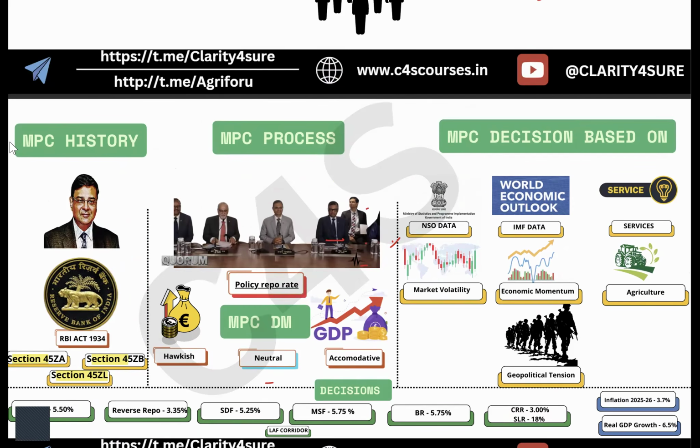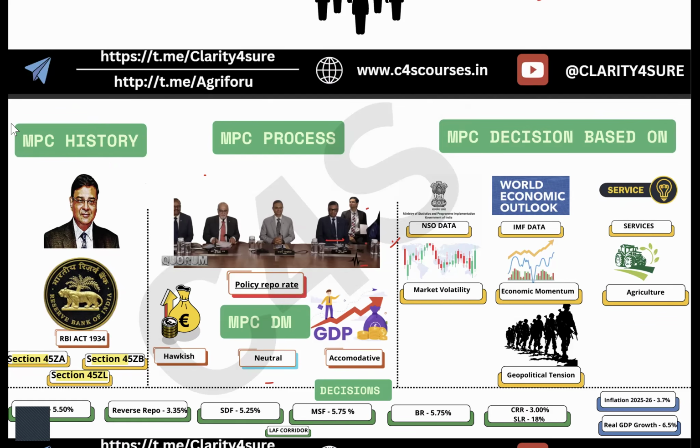So it goes back to 2016 when Dr. Urjit Patel committee recommended the formation of what? Inflation based targeting. Before 2016, before the Urjit Patel committee came into existence, don't you think that RBI was looking after the flexible inflation targeting or containing the target inflation in our country? What do you think? Yes or no? Please comment. Was RBI looking into the inflation directly?